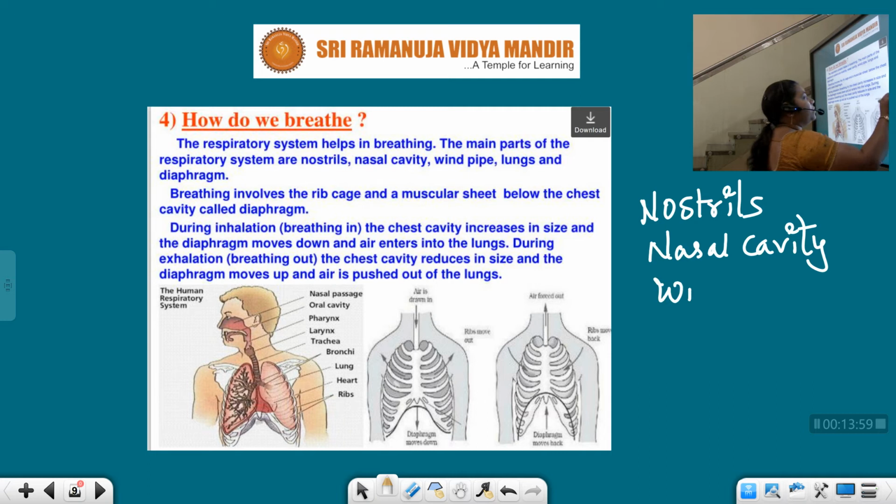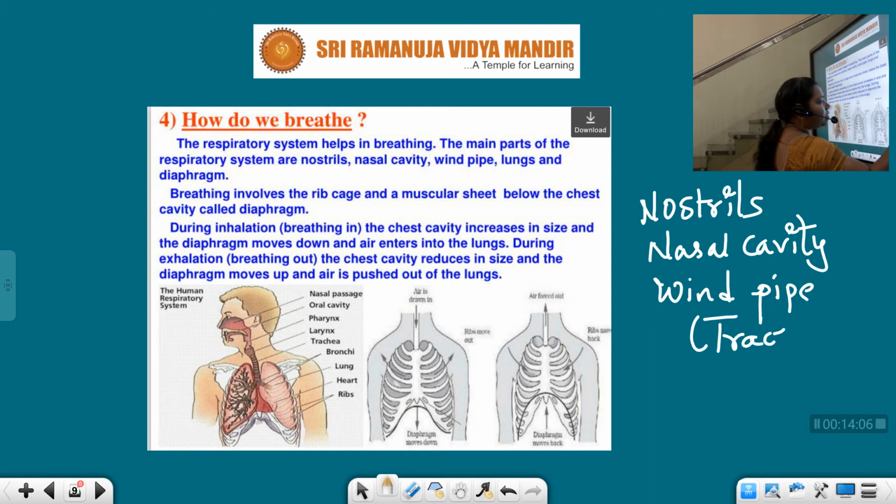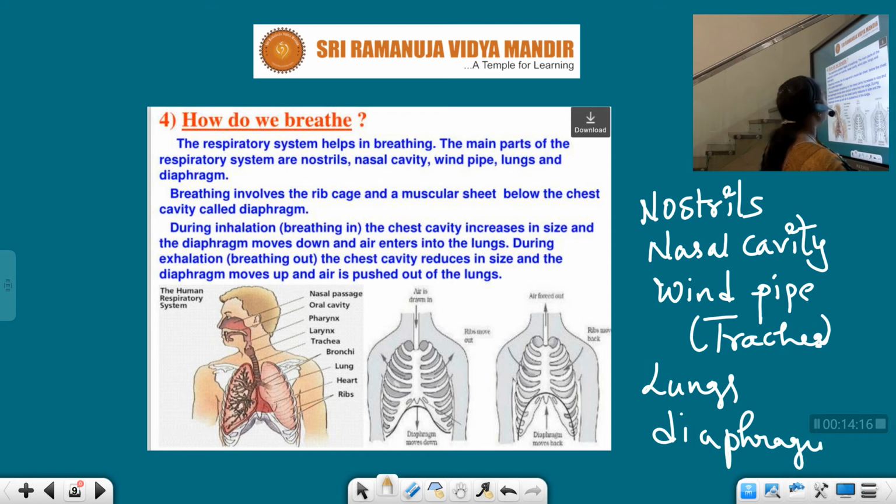Okay, and the windpipe. This windpipe is nothing but, students, the trachea. Okay, trachea, and the lungs, diaphragm. About the diaphragm I'll explain to you now. Okay, breathing involves the rib cage and a muscular sheet below the chest cavity called the diaphragm.